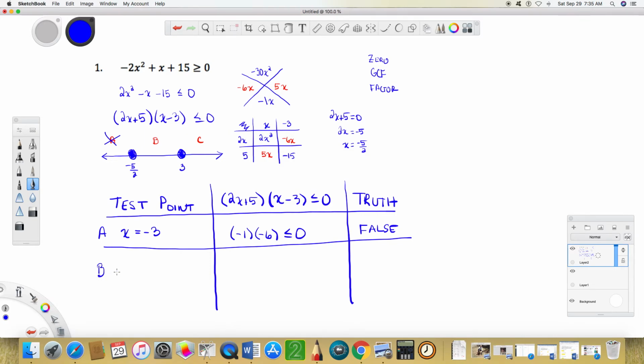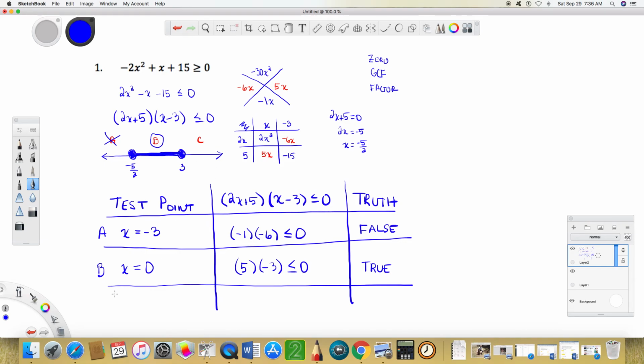Now, for a test point for B, since we're changing from negative to positive, a nice point to pick is 0 because it's easy to do arithmetic on 0. 2 times 0 is 0. 0 plus 5 is 5. 0 minus 3 is a negative 3. 5 times negative 3 is negative 15, and that's a true statement, that negative 15 is less than or equal to 0. So since that's true, we're going to shade in. There's nothing special about 0. It would be true if we picked any point that was between negative 5 halves and positive 3.